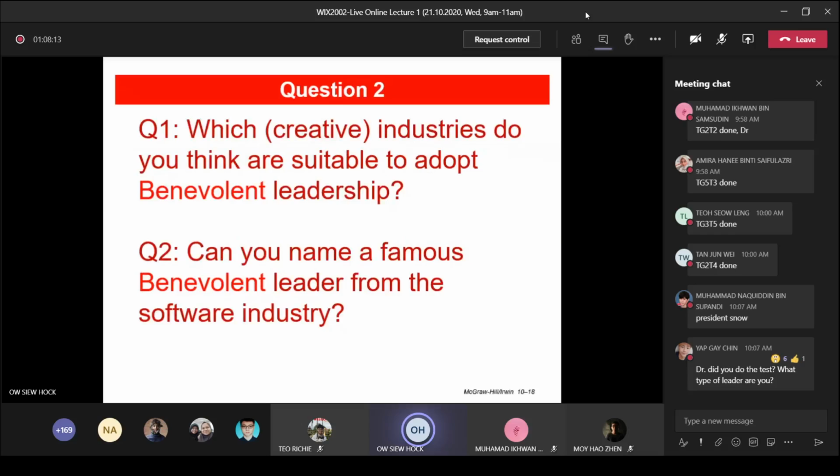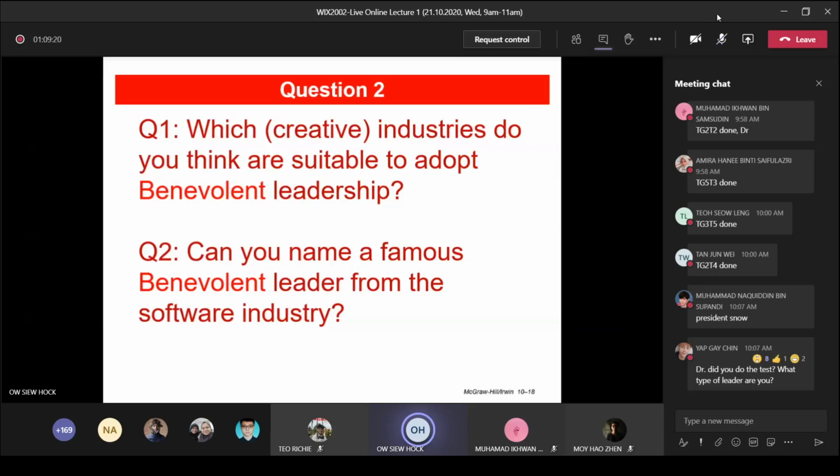So question 2, which type of creative industries do you think are suitable to adopt this benevolent leadership? And can you name a famous benevolent leader from the software industry? Do you know anyone of this type? Roshni. So what's the name of your company? Is this person running a software industry? Is the person from the software industry? Yes. Is this person very famous? Anyone else knows about this person? No. Okay, not very famous, I think.